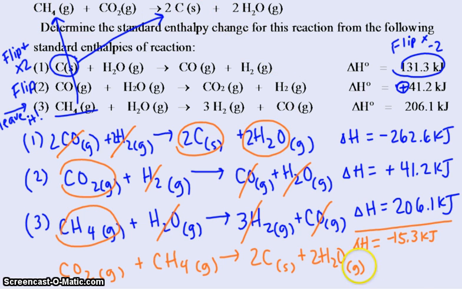And now to find my delta H overall, I simply add it all together. Negative 262 plus 41.2 plus 206.1, and my overall delta H for this reaction is negative 15.3, and the way we write the unit, kilojoules per mole reaction.